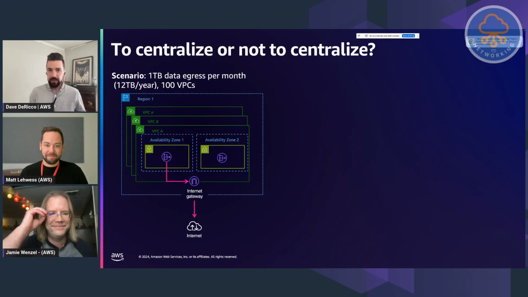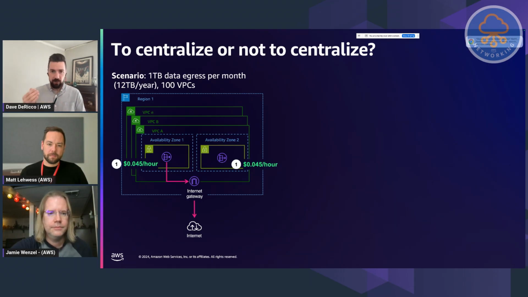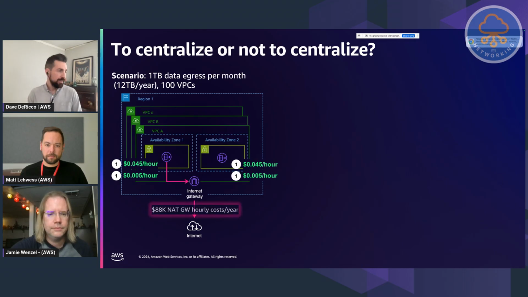If you take a scenario like this, where you've got a terabyte of data egress per month, it comes out to around 12 terabytes a year. That's 100 VPCs. In each of these VPCs, you're incurring the hourly costs of the NAT gateway, as well as the IPv4 address costs. If you do all the math on that, it comes out to around $88,000 just for the hourly costs per year. I'm not even talking about data processing here. This is just the hourly costs, right?